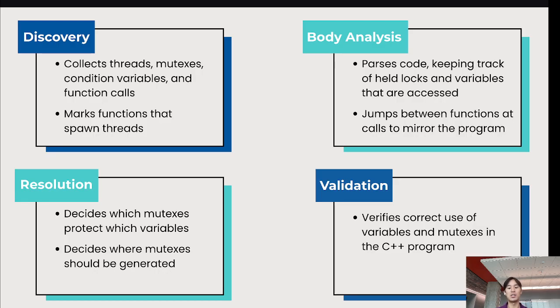And finally, validation. It pretty much just verifies the correct use of variables and mutexes in the C++ program. So for example, if a variable is protected by multiple mutexes, that's wrong. You can't have a variable protected by multiple mutexes in Rust. You could have it in C++, but not in Rust.